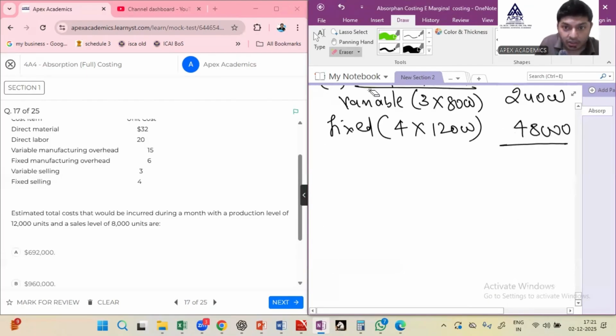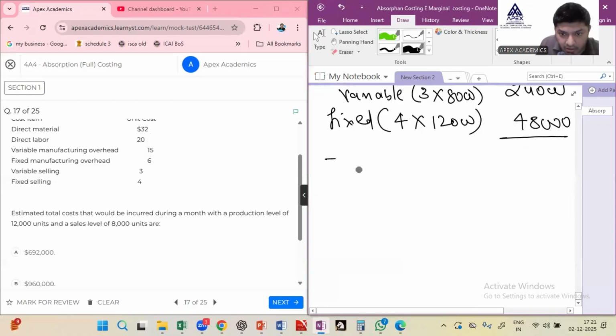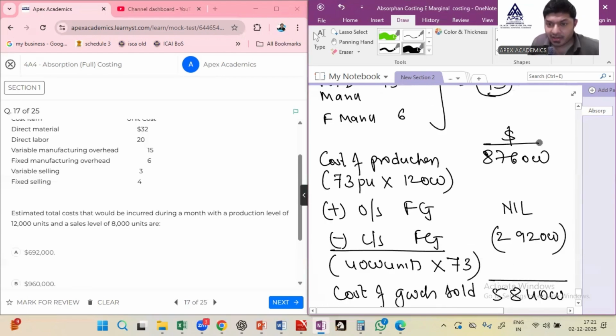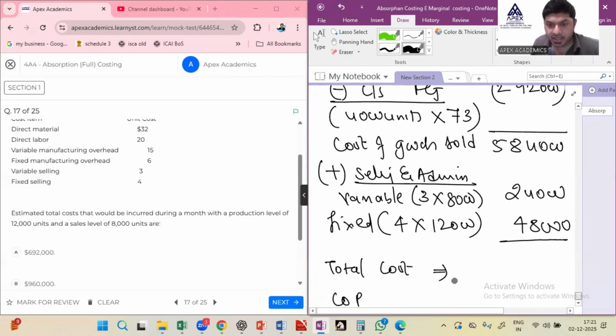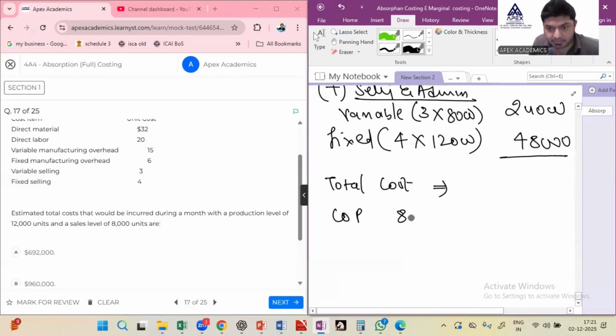They're asking me my total cost. So my total cost, they are not asking me my gain. They're asking me my cost. So my total cost will be cost of production. My cost of production is how much? It is 8,76,000.